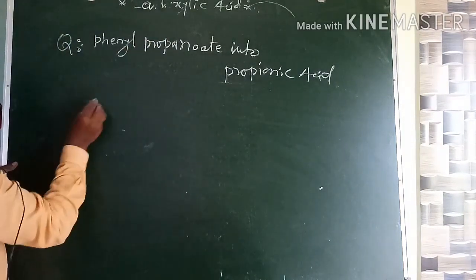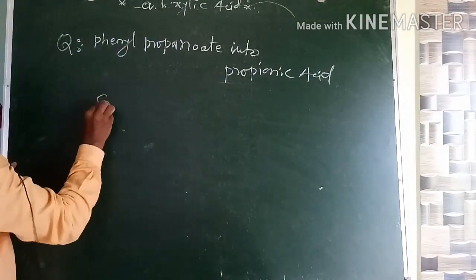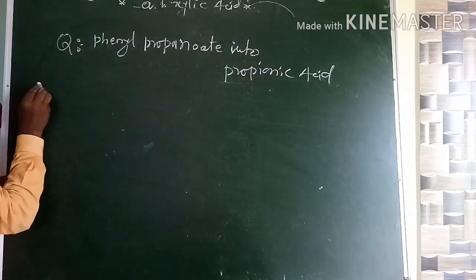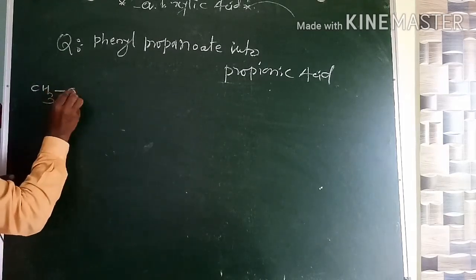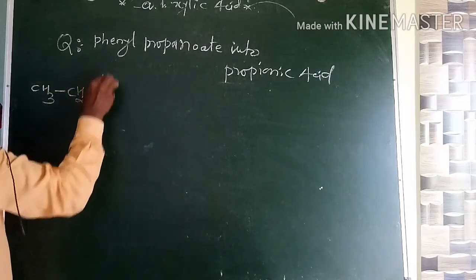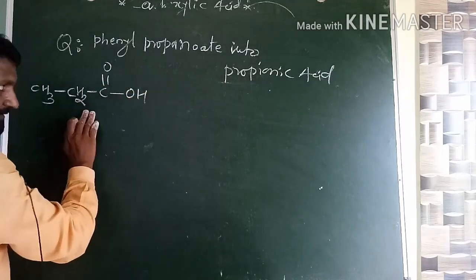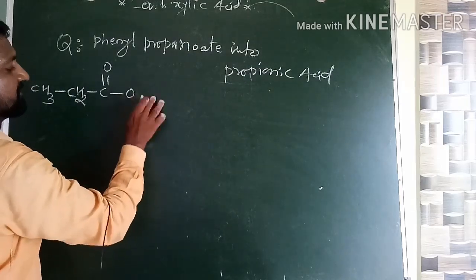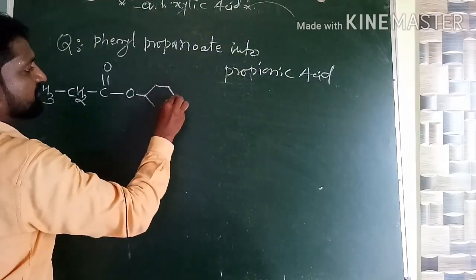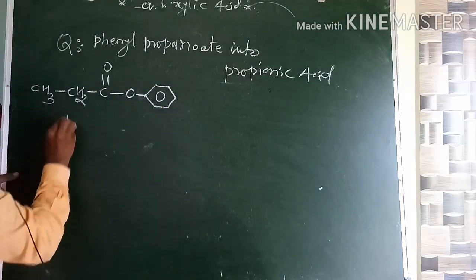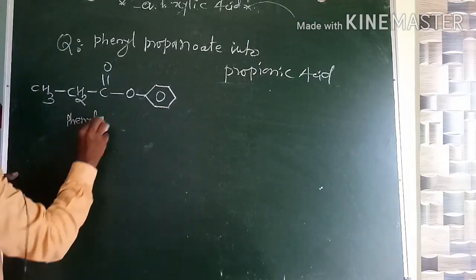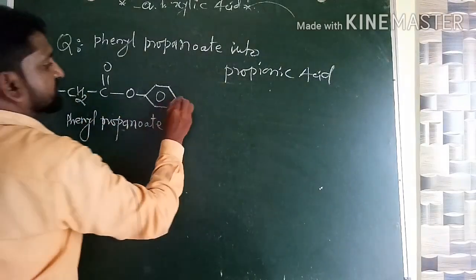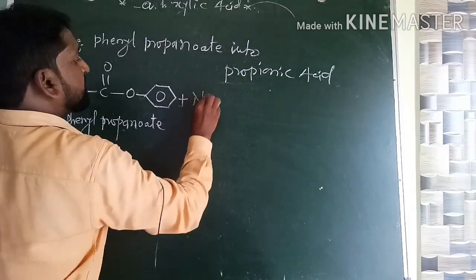So phenyl propanoate. See here how to write. Everybody see here. Propanoate means write propionic acid first: CH3 CH2 COOH. Acid, what we want as a reactant, phenyl propanoate. So replace this with which group? Phenyl group. It becomes phenyl propanoate plus sodium hydroxide.